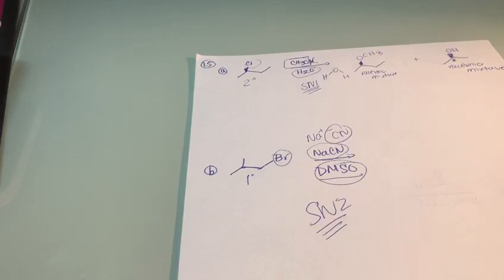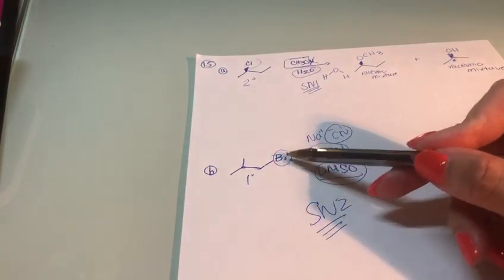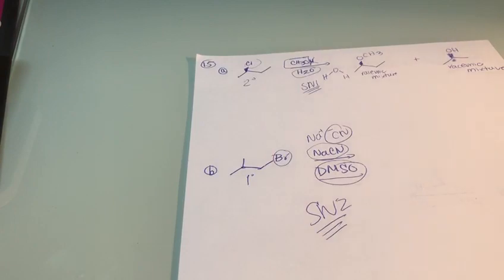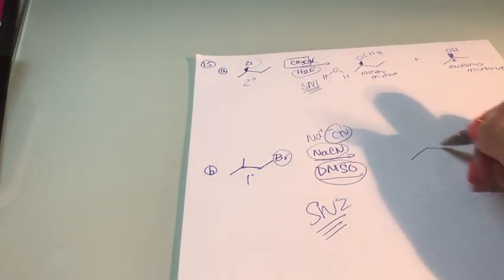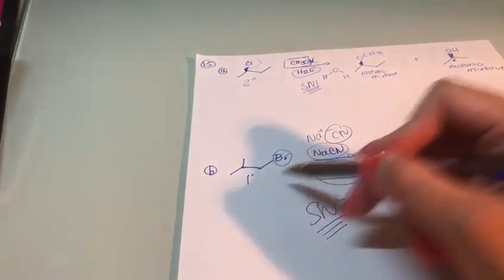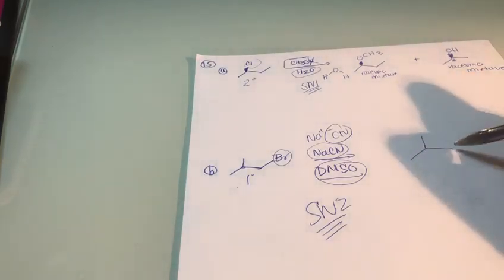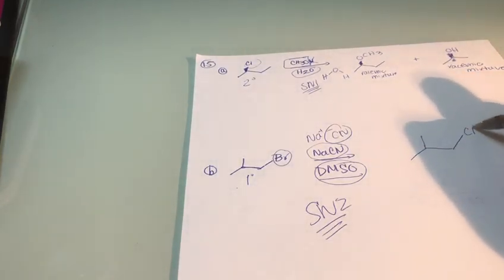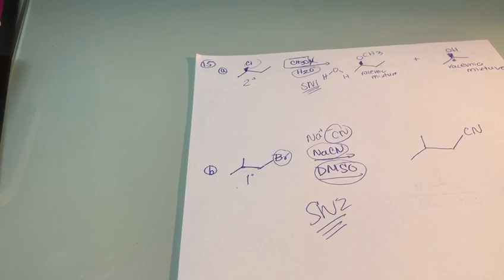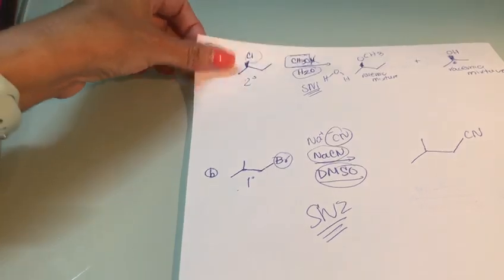Okay? So SN2 is a nucleophilic substitution reaction, meaning that you will replace the halogen with your nucleophile. So you will just draw what you have here, but instead of Br, you're just going to have the nucleophile. And that's it. Let's take a look at the next reaction.